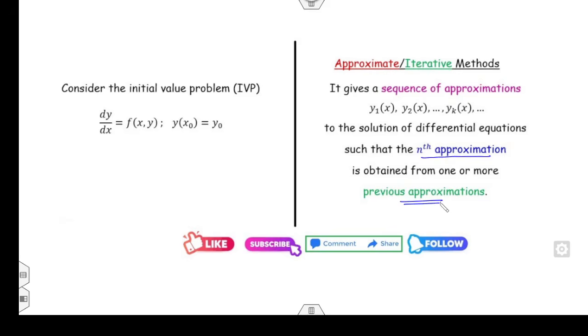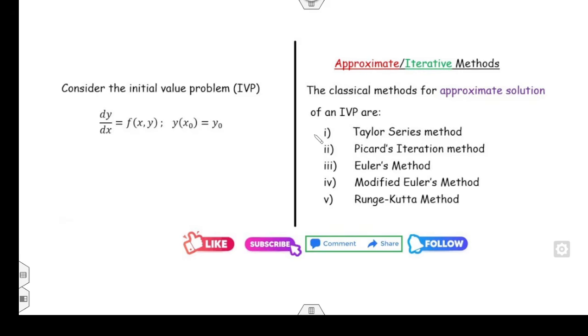There are several methods existing. A few of them I have listed here: Taylor method, Picard's method, Euler, modified Euler, and Runge-Kutta methods. In this lecture, I will start from the first method, the Taylor series method.